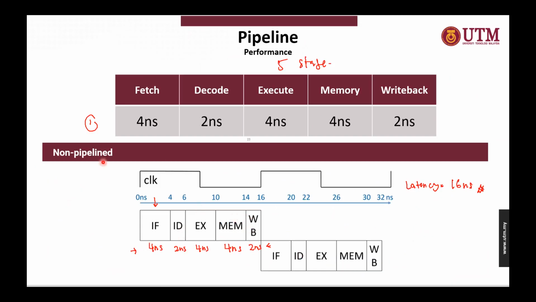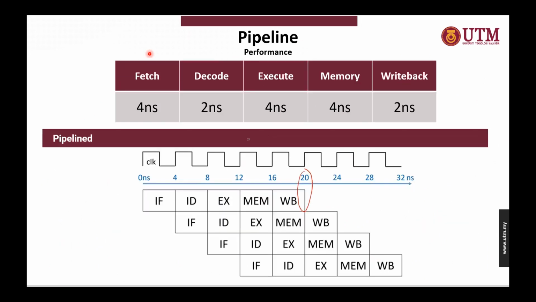If you have two instructions, this is for instruction number 1, this is for instruction number 2. Execution time equals 32 nanoseconds. So execution time for two instructions will be 32 nanoseconds. This is for non-pipeline. Later we'll see the throughput as well as the speed up.